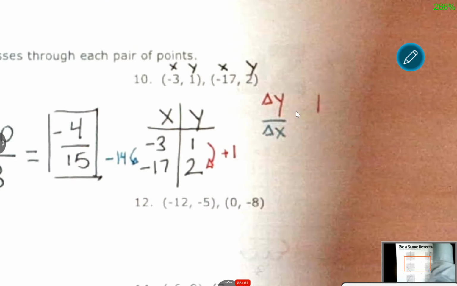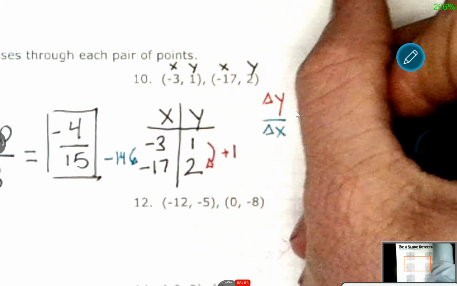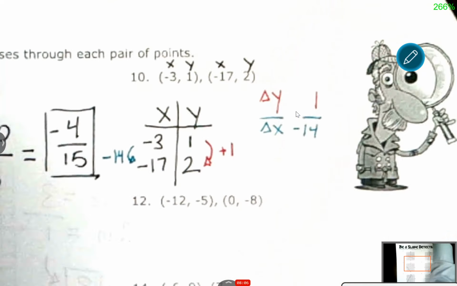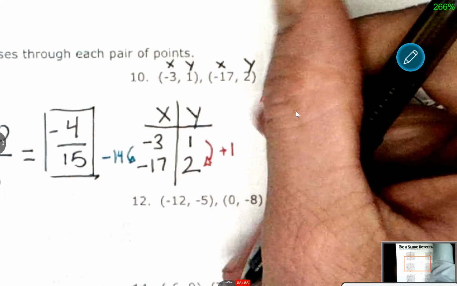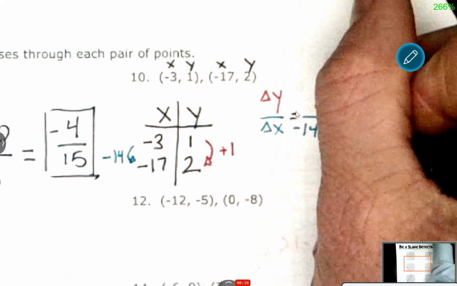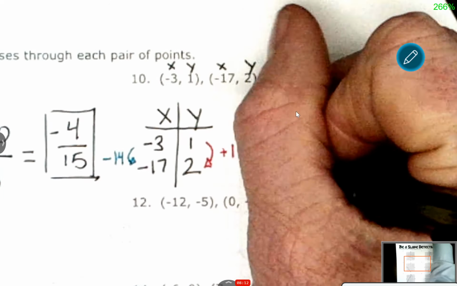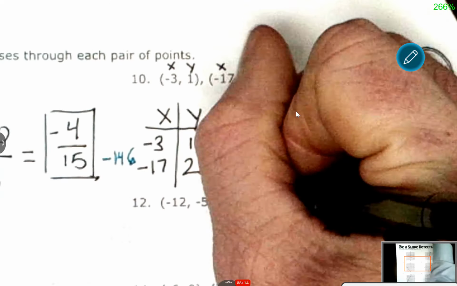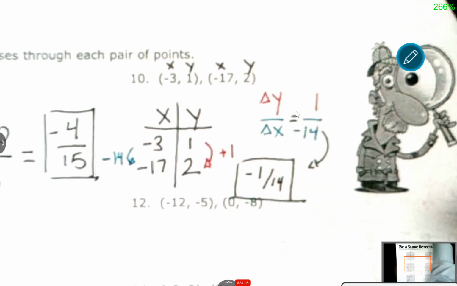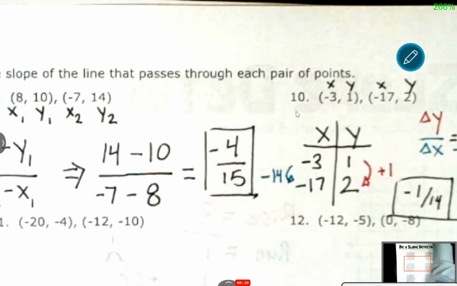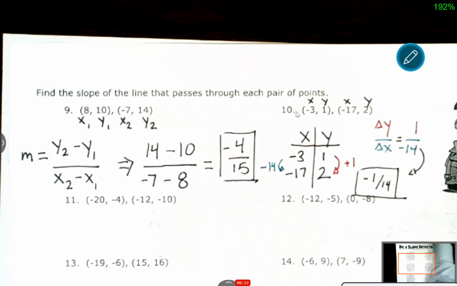It's 1 over negative 14, which means it equals negative 1/14. These are your two methods. You need to find one that works for you, whether it be the slope formula or the table method.